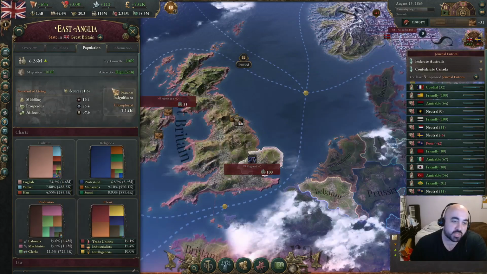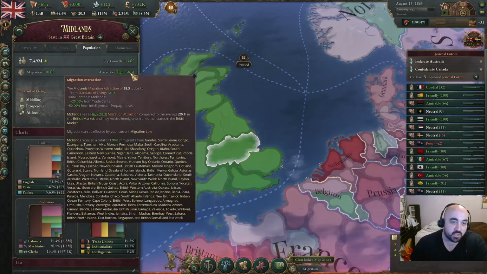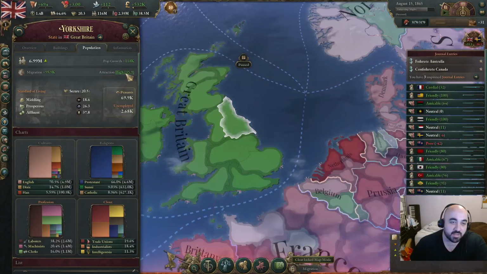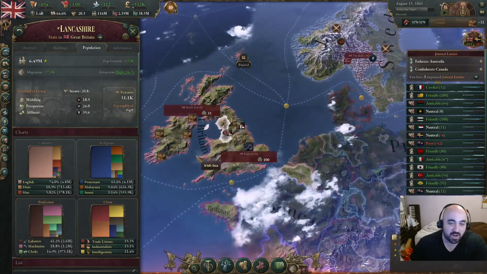But what you do is you just keep expanding in the incorporated states that you start with until you start running out of places. And then you just start incorporating more states. I think this is the strategy.